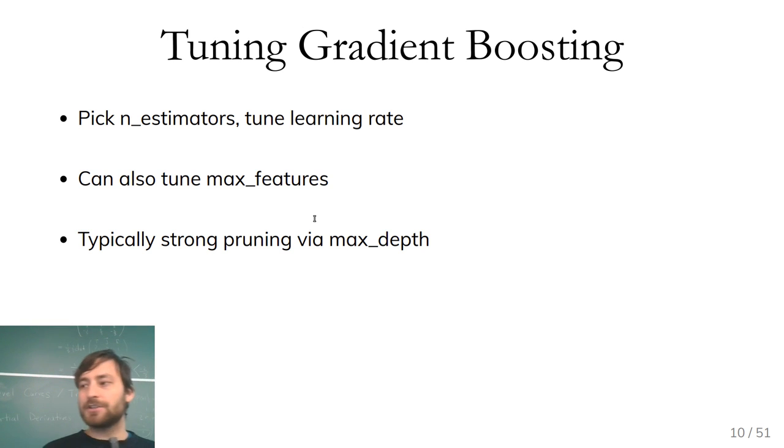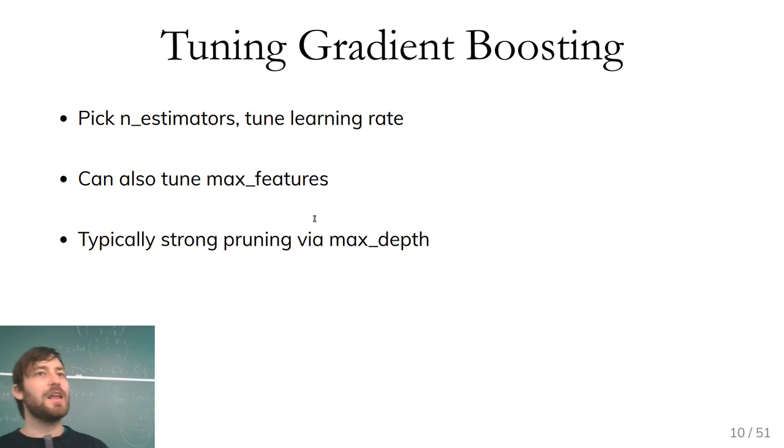You can tune max features if you want, but it's not as critical. Usually it's more critical to prune the trees, so you usually have a very small max depth. Typically people used to use a depth of 2 or 3, but now I've seen people with depths like 20. It obviously depends on the data set size, so if you have a bigger data set, you can build deeper trees and not overfit. So this is the somewhat vanilla gradient boosting idea.